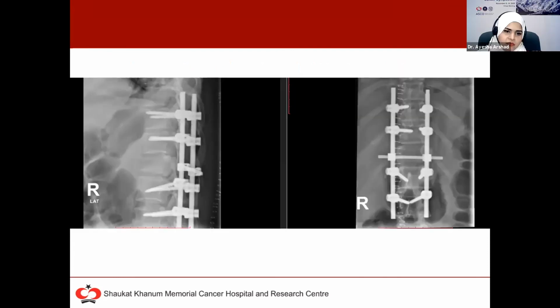So we did posterior decompression and fixation of the spine. We did posterolateral decompression. We biopsied the lesion. It came out as mesenchymal chondrosarcoma. So we knew that we were dealing with metastatic mesenchymal chondrosarcoma. So any views about further management of this patient?